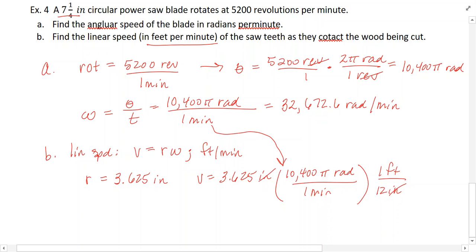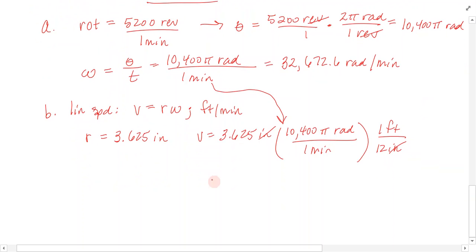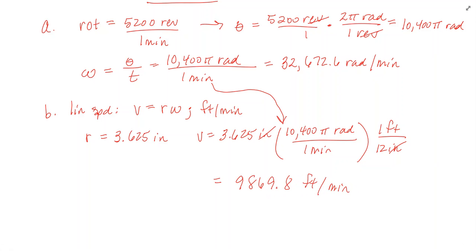Now again, the radians label doesn't show up in my answer. It's just a check that I've got my angle in the right form. So I'm going to multiply straight across: 3.625 times 10,400 times pi and divide it by 12. And we get approximately 9869.8 feet per minute. Is that what you all get? Does that help? Yes. Okay.